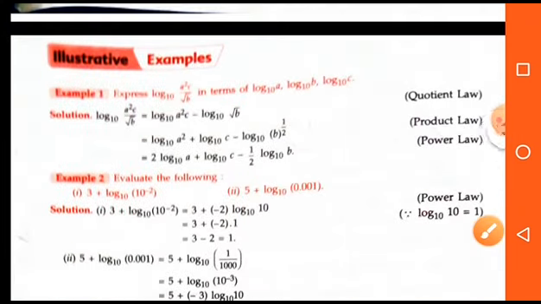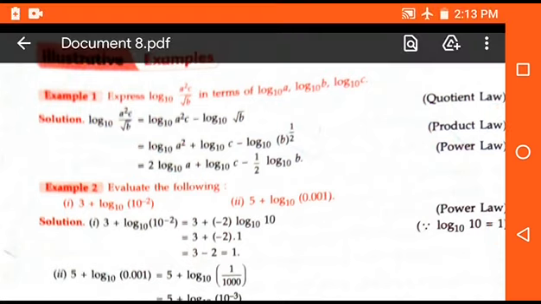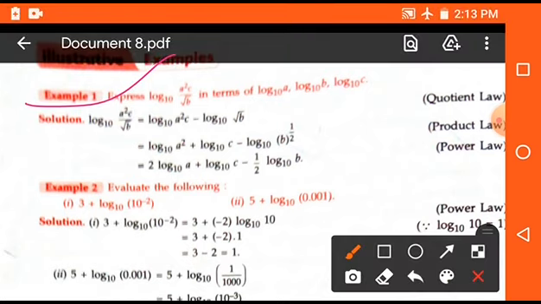Now student, we will discuss here some examples which are related to the given formulas. Our first example is: express log a square c upon under root b base 10 in terms of log a base 10, log b base 10 and log c base 10.